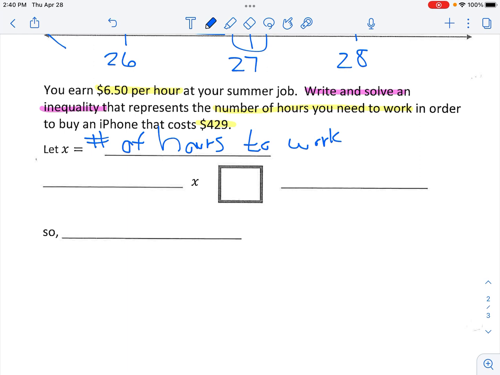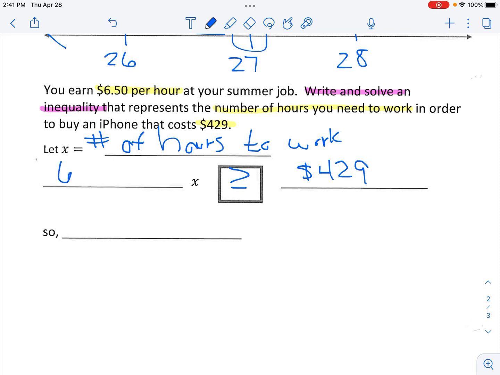The total cost of the iPhone is going to go on the right side of your inequality. Now, if I earn less than $429, can I buy the iPhone? No. If I earn more than $429, can I buy the iPhone? Sure, maybe I'll have some left for an accessory. If I earn exactly $429, can I buy the phone? Yes. So I need to either earn exactly $429 or a little bit more.